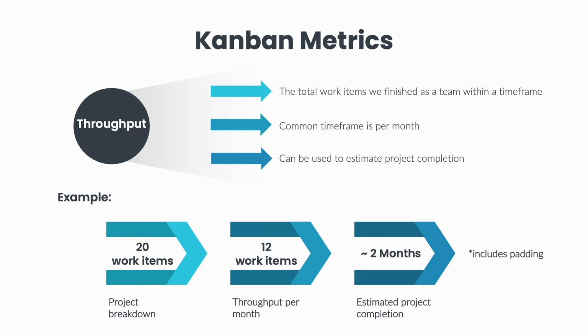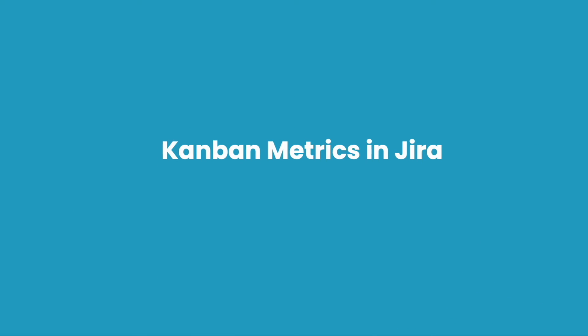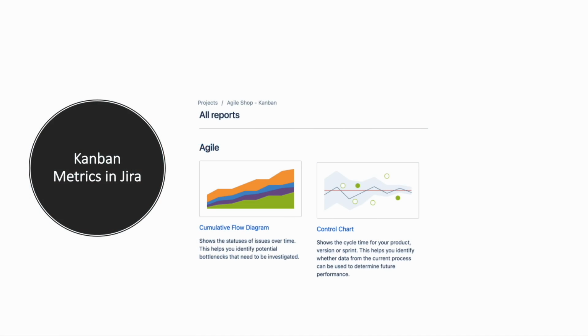Next, let's take a look at how we can capture these metrics in our Jira tool. Welcome to our Kanban Metrics in Jira session. Jira does have some reports out of the box that can be used for the lead time and cycle time, but spoiler alert, they are not great. Most people use some kind of add-on for Jira to better capture these metrics. We will look at some add-ons as well, but let's first look at what Jira has out of the box and how to read and interpret these reports.